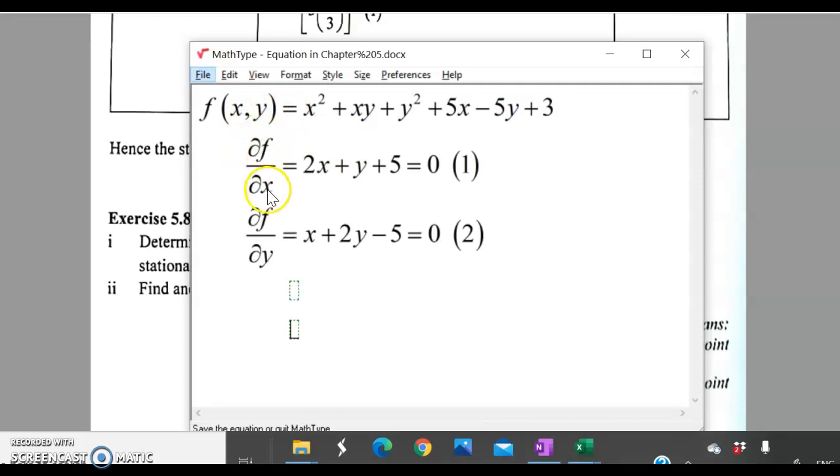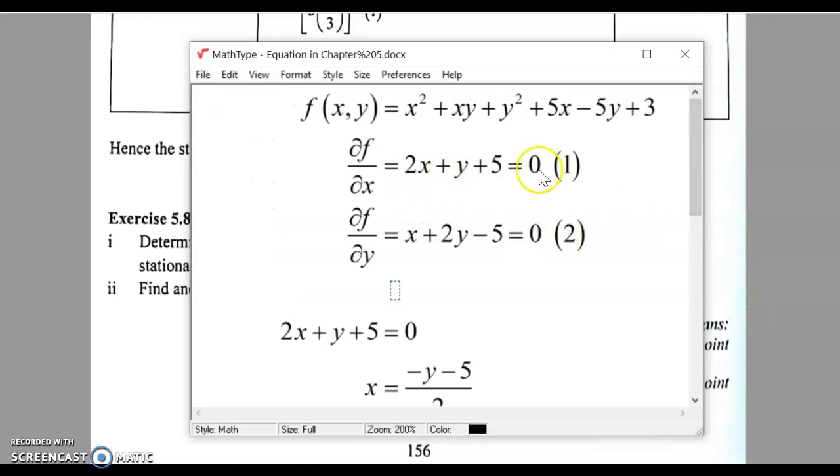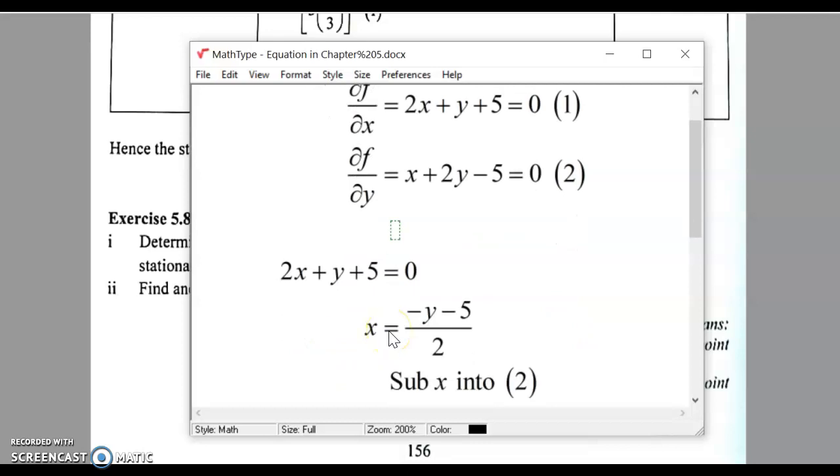Okay, so partial f over partial x equals this function, and it should be equal to 0. Partial f over partial y is equal to this function, and it should also be equal to 0. Let's name them the first function and the second function. By using these equations, we are going to look for the stationary point, which consists of x and y.